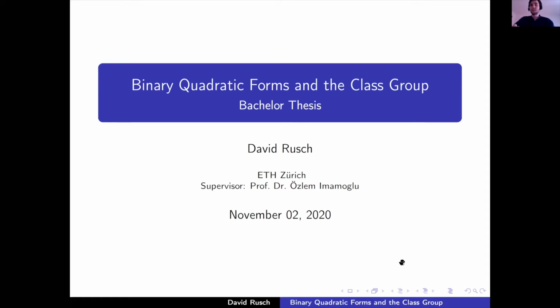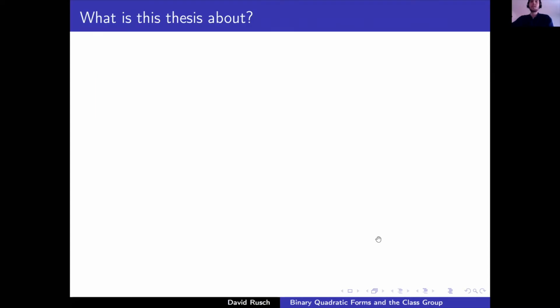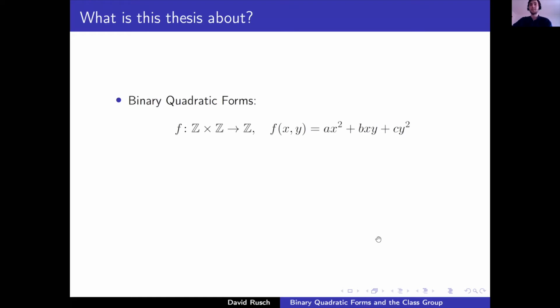Okay, so let's just start. As the title says, this thesis is about binary quadratic forms. Those are just functions of this form. And we look at integer inputs and also integer coefficients, so the output will always be an integer.